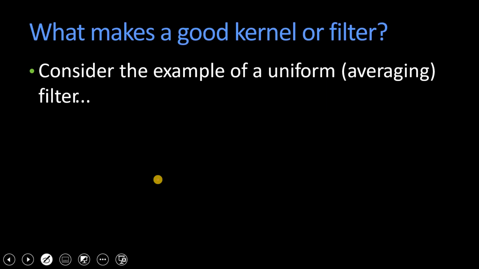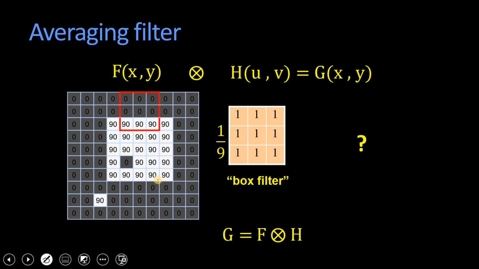So what makes a good kernel or a filter? We have seen this example. This is the example of a kernel which is a uniform weight kernel. All the weights are the same. Remember, you must divide by 9, the average, to make it an average.